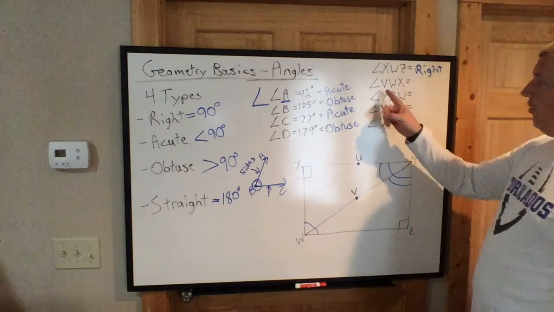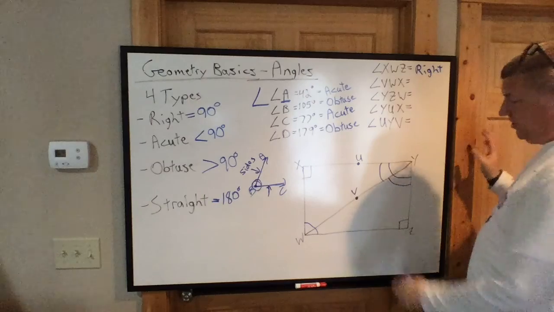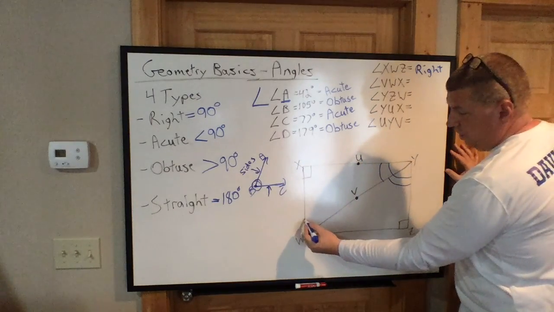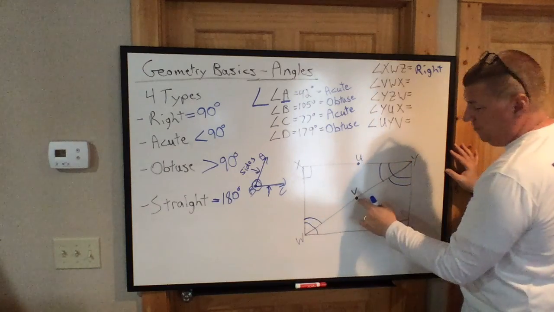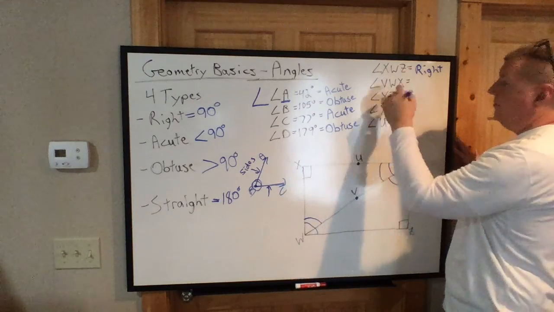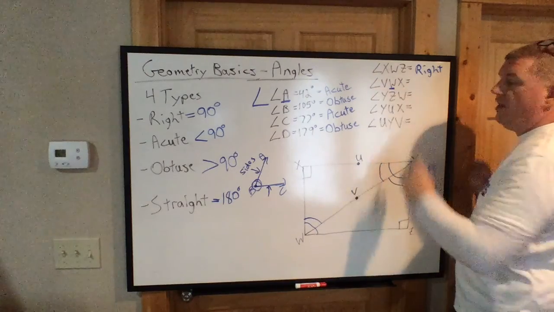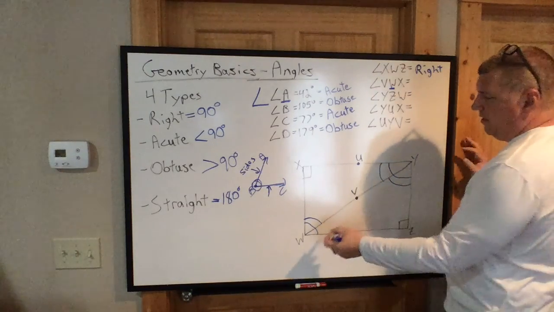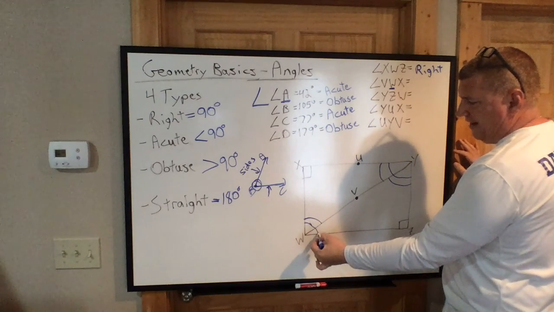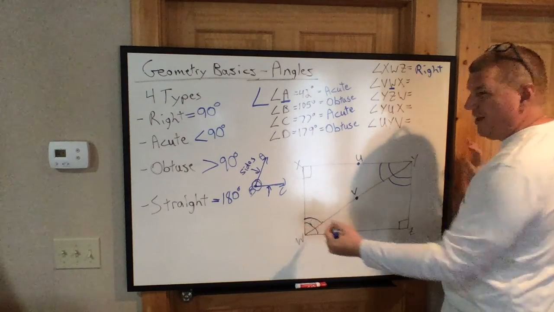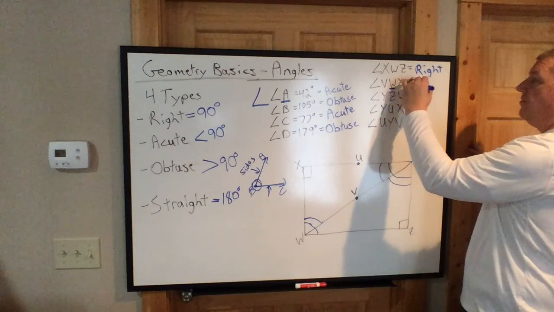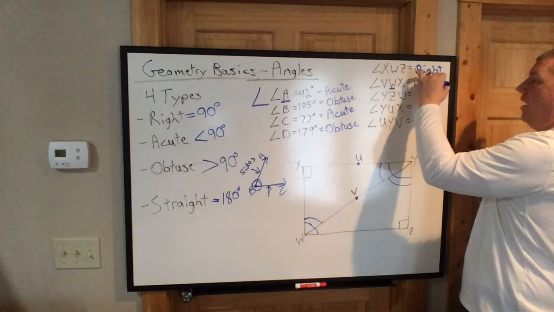Okay. Angle VWX. VWX. So we're talking about this angle right here from V to W to X. W again being the middle letter. That's my vertex. So it's this one. This is a 90-degree angle. The whole one was a 90-degree angle. This is just part of that. So that means it has to be less than 90 degrees. So therefore it becomes an acute angle.